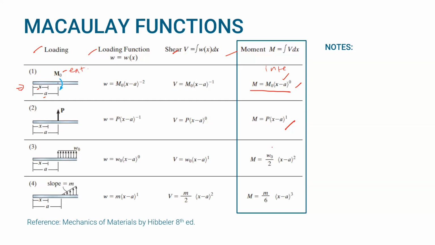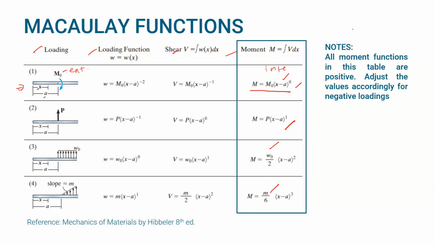This is for the applied load. And this is for the distributed loading. And this is for the slope. So just to emphasize some things, all moment functions in this table are positive, and you need to adjust the values accordingly for negative loadings. So for clockwise moment, positive M, for upwards P, positive M, for upwards omega, positive M, and for a positive slope triangular loading, you have a positive M. So that's the first one.